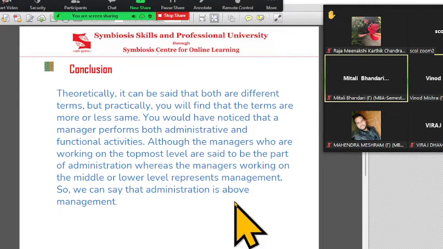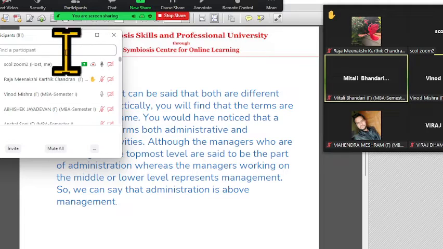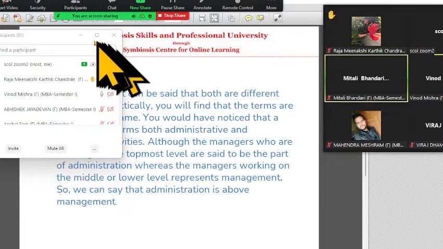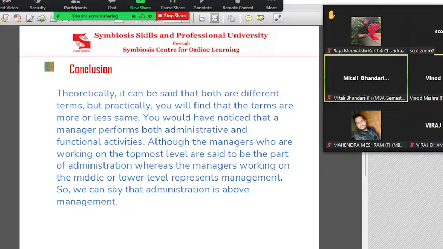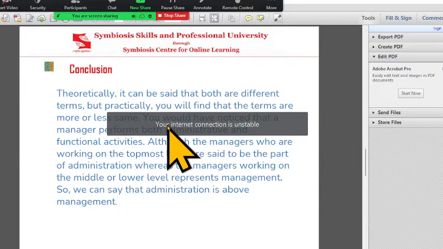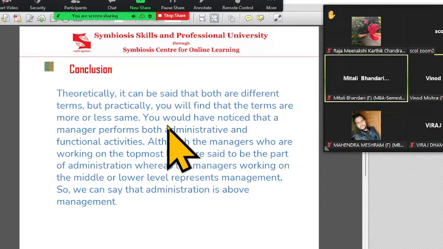Although the managers who are working at the topmost level are said to be part of administration, whereas managers working at the middle or lower level represent the management. So we can say that administration is above management. And Mithali has rightly pointed out at the very start that in administration the orders or directions of communication will be from top to bottom, whereas managers are the interface between the top management and the lower level management, or the grassroots operational workers, or the workers also we can call them, right?